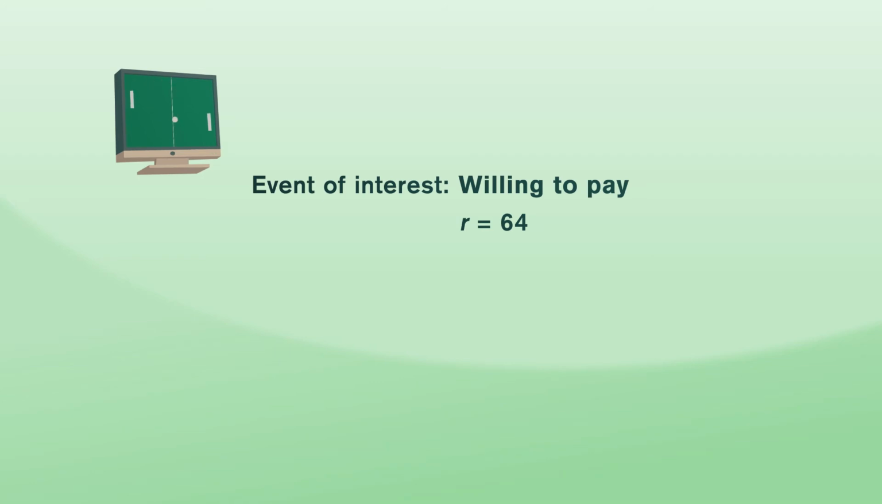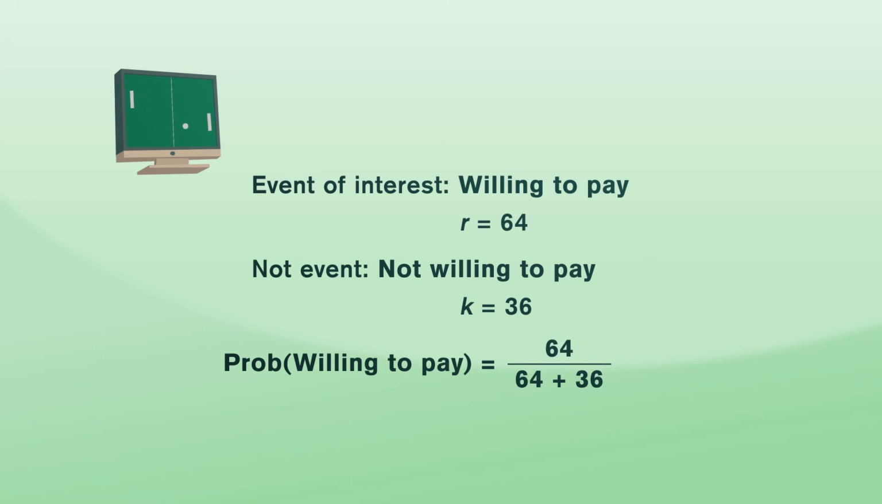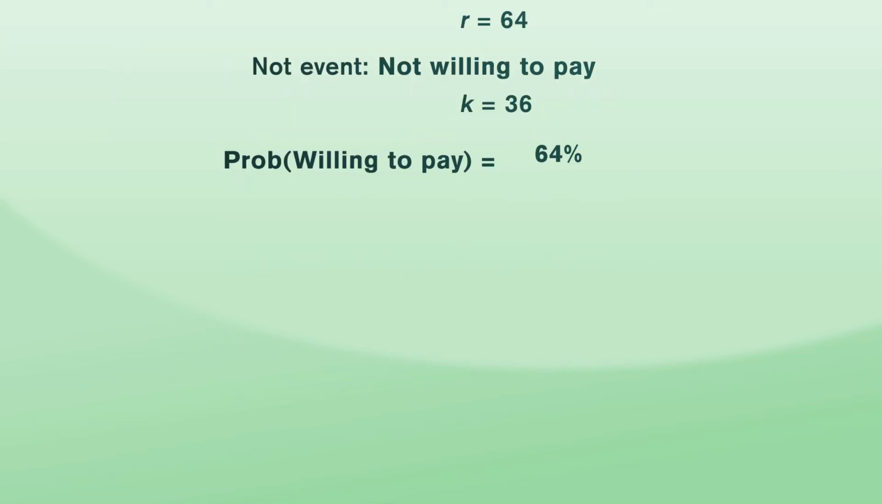For the computer game example, the event was that the individual was willing to pay the price, and R equaled 64, as 64 indicated they were willing to pay, and K equaled 36, as there were 36 not willing to pay. Hence, the probability of randomly selecting someone willing to pay was estimated as 64%.